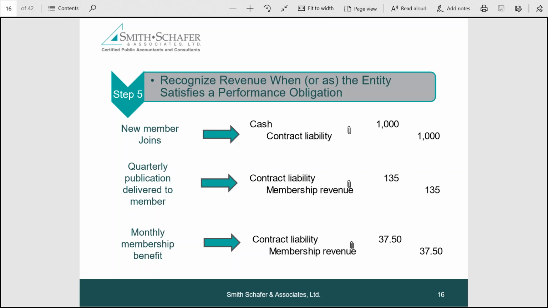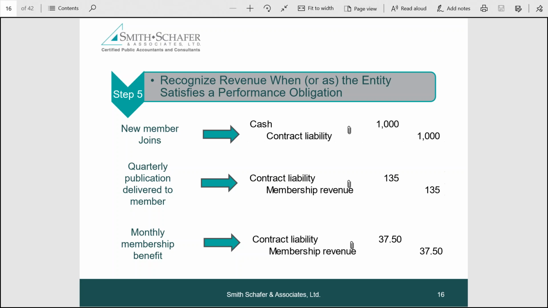And then we talk about the quarterly publication. At the end of June, we issue the quarterly publication. Well, now we know, based on step 4, that we get to allocate $135 of the membership dues to the quarterly publication. So now we reduce our contract liability by $135 and get to finally record some revenue. In this case, I'm calling it membership revenue for $135. That's the entry we would make every quarter.